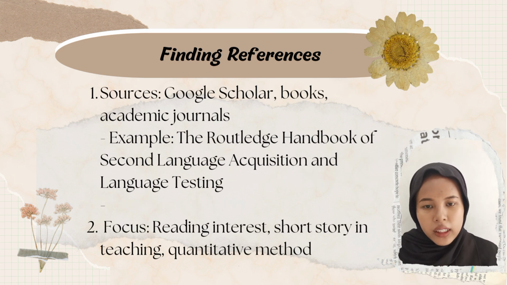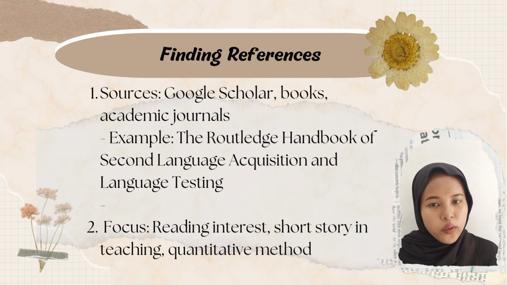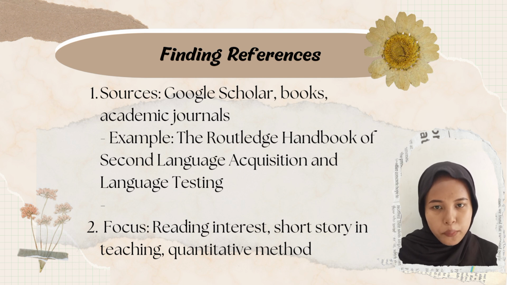Next, slide 5. Finding references. Now let's talk about finding references. Doing research is not just about collecting data. It must also be supported by existing theories and previous studies. To find these, I usually start with Google Scholar, where I can find academic journal articles. I also look for books, handbooks, and previous theses from university libraries.